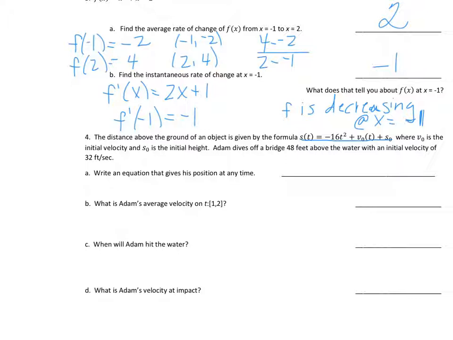So what is my position equation? S of t, -16t squared. It's negative because that's the gravity part. That's the acceleration that is due to gravity that is pulling us down. Now v naught, it said that the initial velocity was 32 feet per second. So I have 32t plus 48.